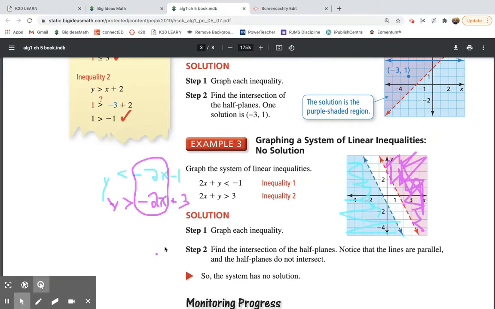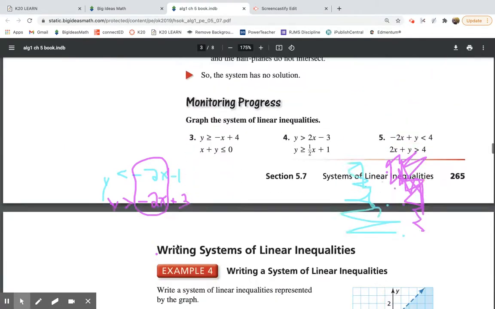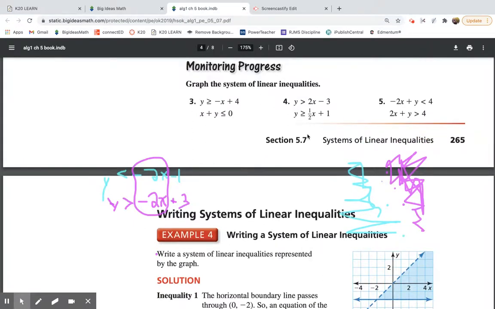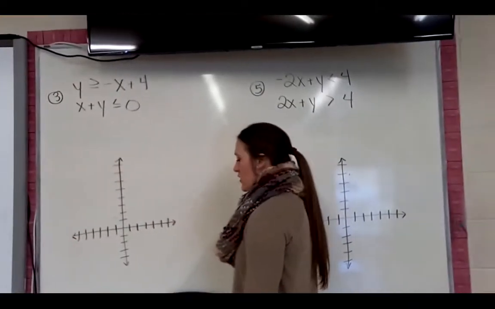Okay, so let's look at, I'll move it up to the top. I'm just going to have you do 3 and 5. We won't worry about 4. So try 3 and 5. You're graphing this system of linear inequalities, and then I will go over it with you. Okay, on these two, we are graphing the set of inequalities.